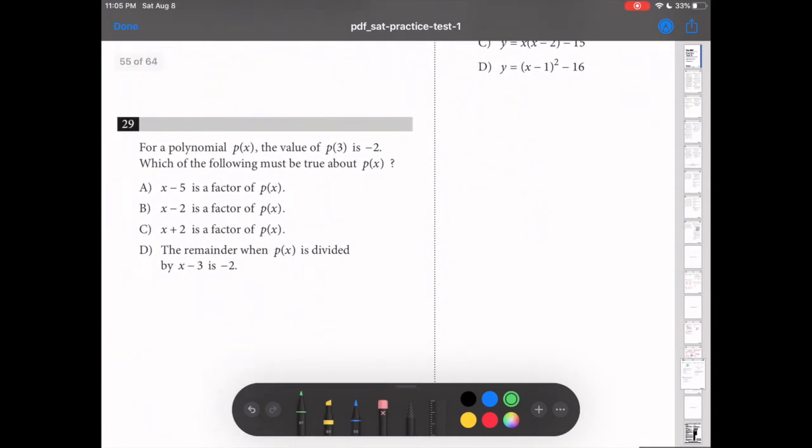29. This question has a fraction of information. A, B, and C are all very similar, but they're talking about factors here. Factors will give you a result of 0. They will give you the roots, which could or couldn't be true here. D is the correct answer in this case, because if this polynomial, whatever it is, is divided by x minus 3 and 3 is a result, you would actually get negative 2 left over.